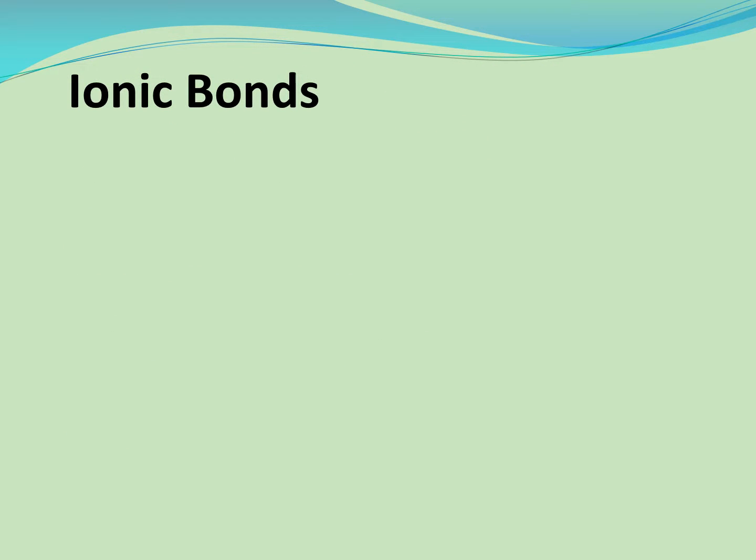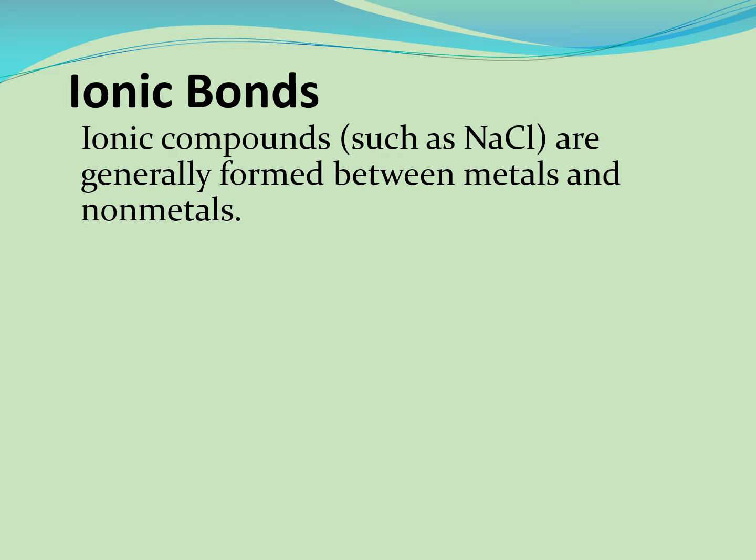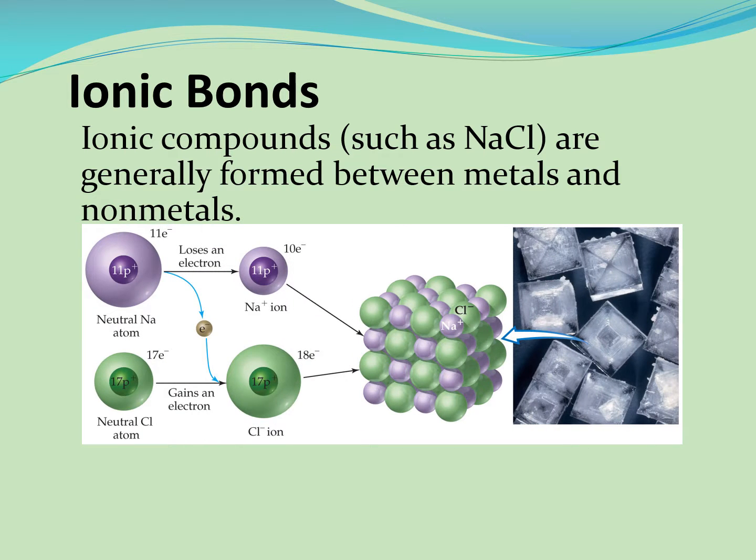So let's begin with ionic bonds. Ionic bonds are associated with ionic compounds, and typically these are formed between metals and nonmetals. What you have is the metal gives up an electron and it gives it to a nonmetal. So the metal has a positive charge, the nonmetal has a negative charge, and it's the positive-negative charge difference that keeps these together. These compounds typically form crystals. They're also usually soluble in water, and when they dissolve in water, they separate into their ions.